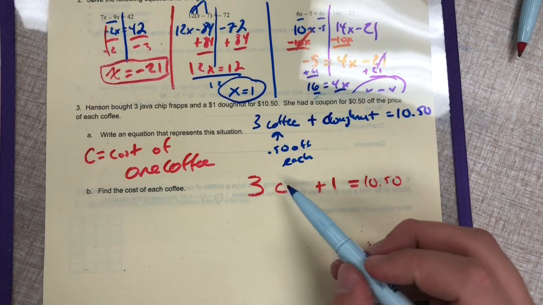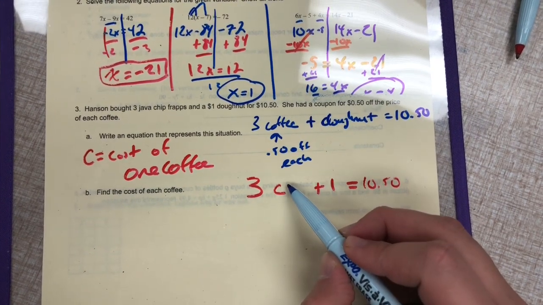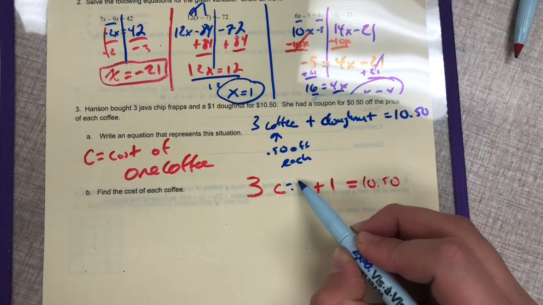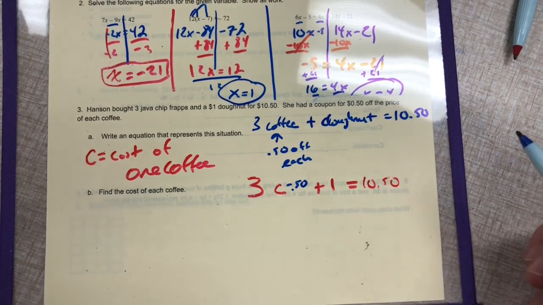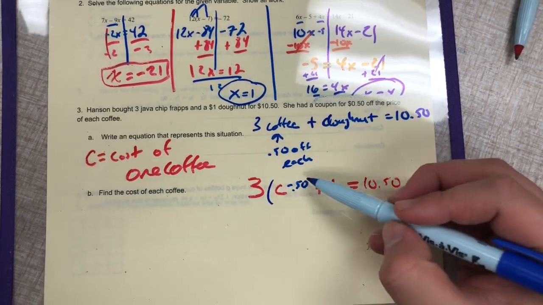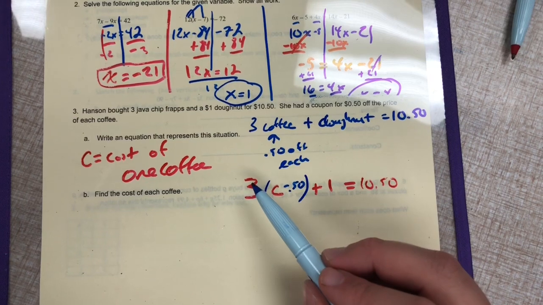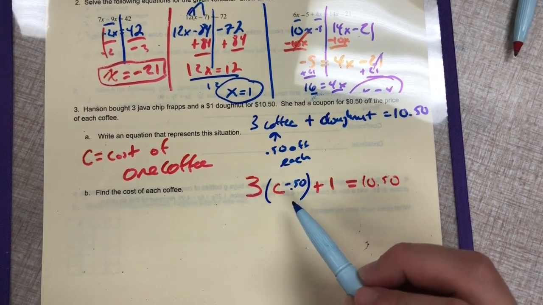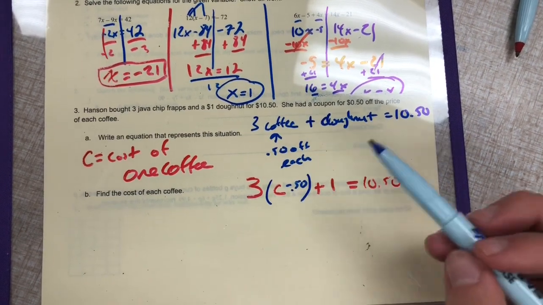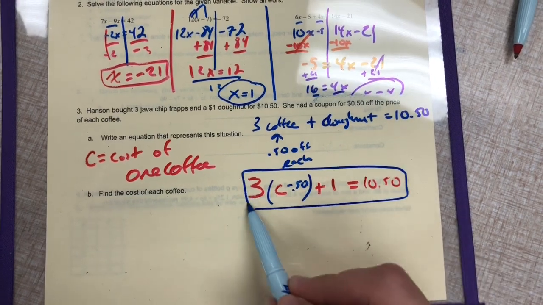So here's where I gotta think. So if I'm saving 50 cents off of each, it's gonna be minus 50. But that would be just off of 1. So if I multiply this, this is saying I'm buying 3 coffees at whatever price this is, their cost minus 50 cents. So this would be the equation that I would use.